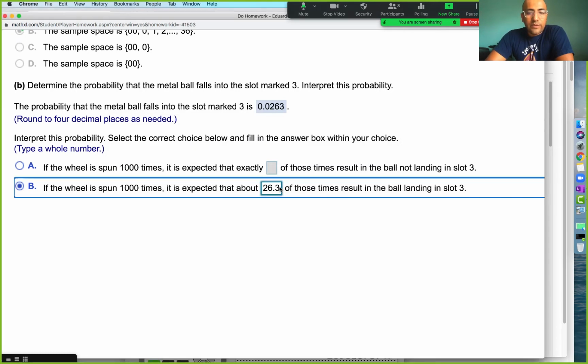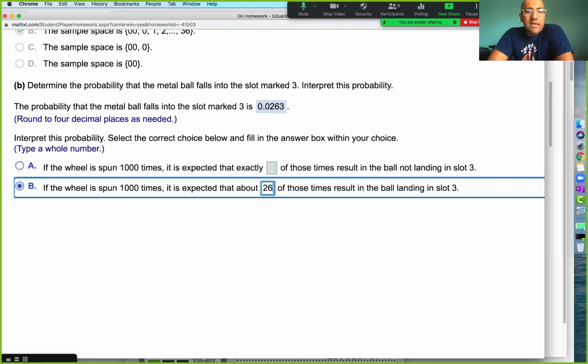So one way to express what it means for something to have a 2.63% chance of occurring, we could say, if the wheel is spun 1,000 times, it is expected that about 26 of those times result in the ball landing in the slot number 3.